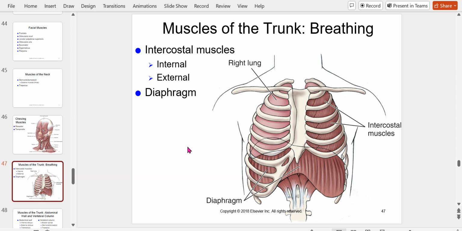Muscles of the trunk, breathing. We've got intercostal muscles, internal and external. Your diaphragm, love this one. It's a bell-shaped muscle at rest. You'll see what goes on when you take a breath. It flattens out, and then you see here it turns into a bell shape. When you're breathing in air, it dips down, increasing the volume of your chest cavity. And then when you want to blow air out, it decreases the volume of your chest cavity.